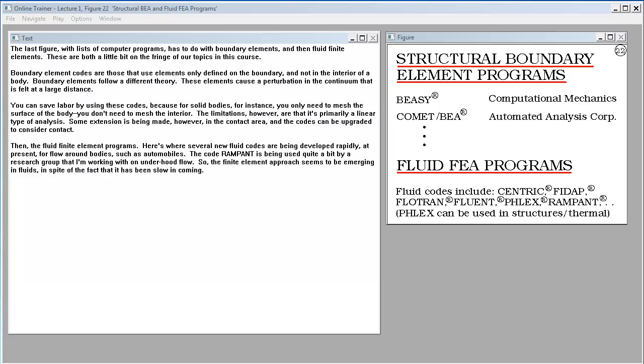Then the fluid finite element programs. Here's where several new fluid codes are being developed rapidly at present for flow around bodies such as automobiles. The code Rampant is being used quite a bit by a research group that I'm working with on underhood flow. So the finite element approach seems to be emerging in fluids in spite of the fact that it has been slow in coming.